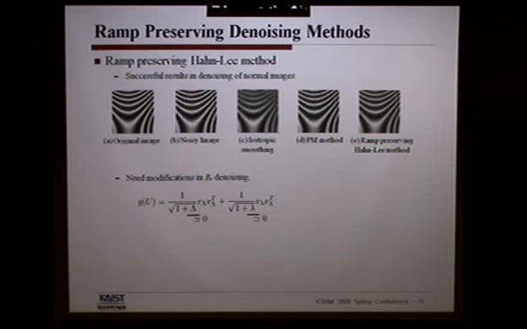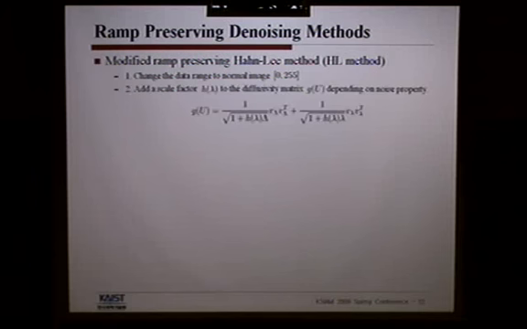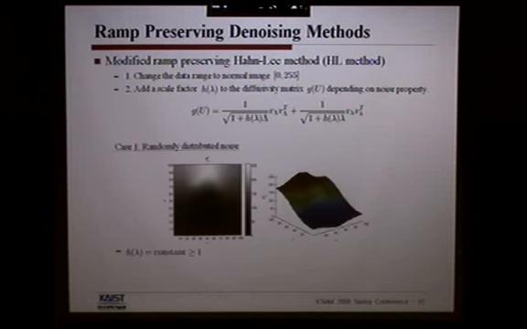So it gives almost isotropic smoothing. In order to overcome that situation, first we changed the data range to the normal image. Normal image means the image ranges from 0 to 255. And also we put some scale factors depending on the noise types. So we just test several things.